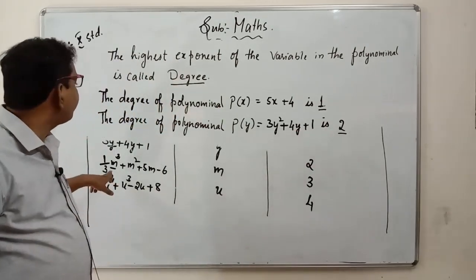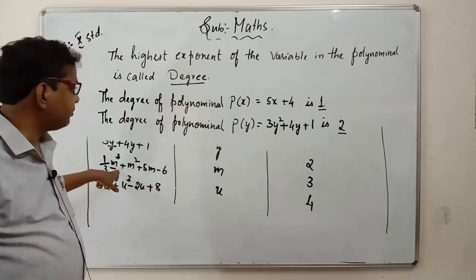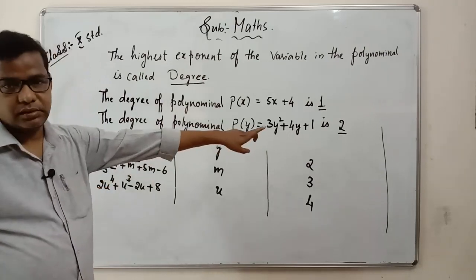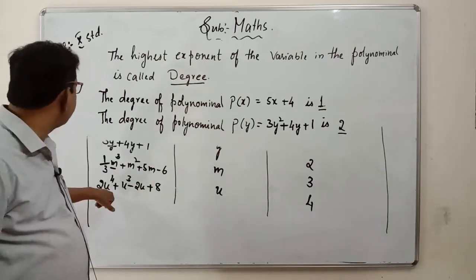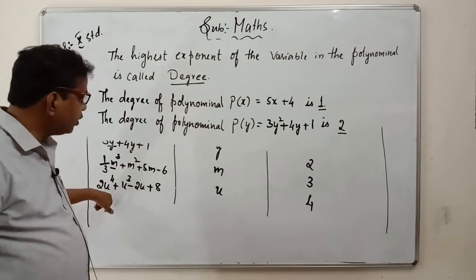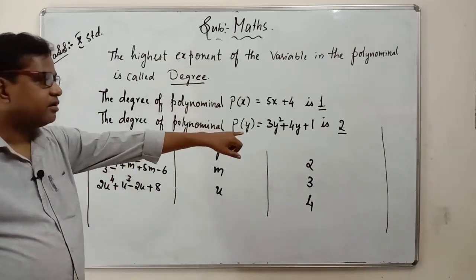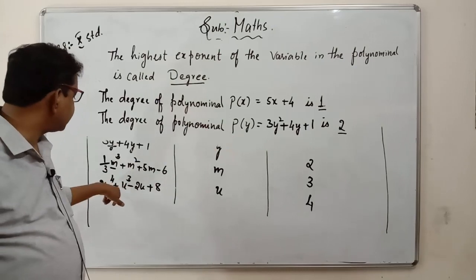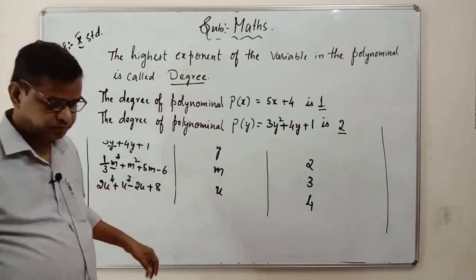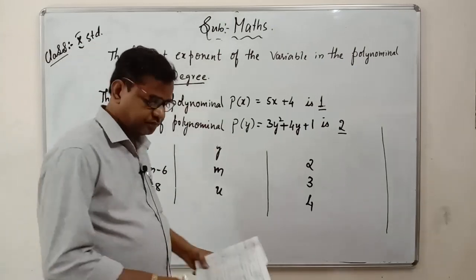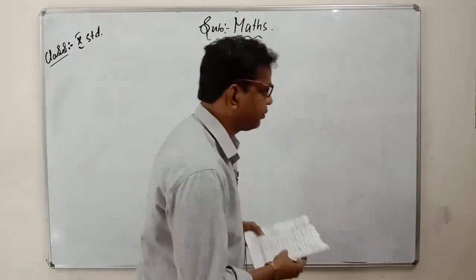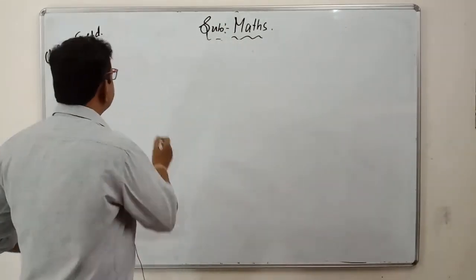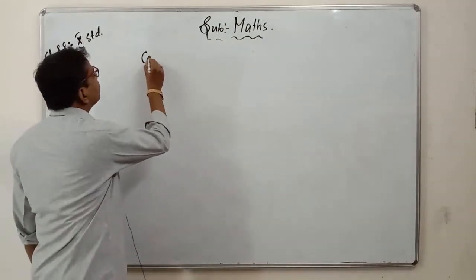The degree of the polynomial P of m here, we'll get 3, and here the degree of the polynomial u, you'll get 4, because the highest exponent is 4. We have another polynomial which is called constant polynomial.